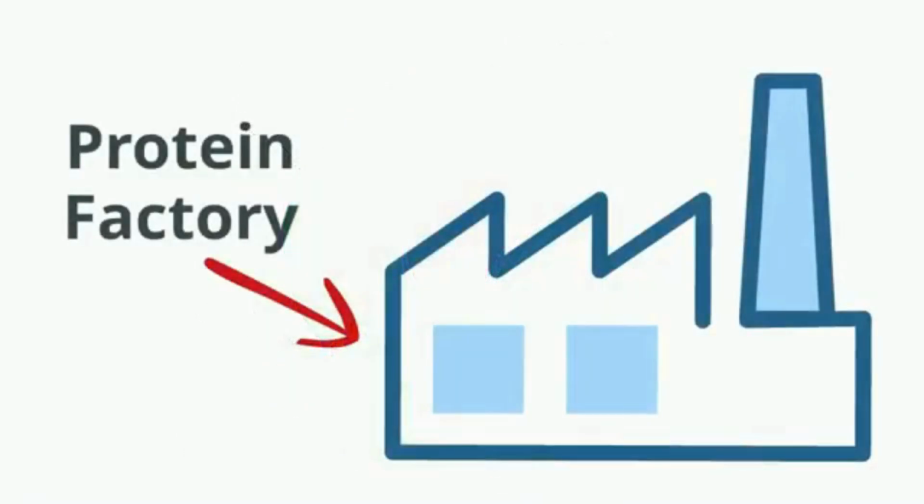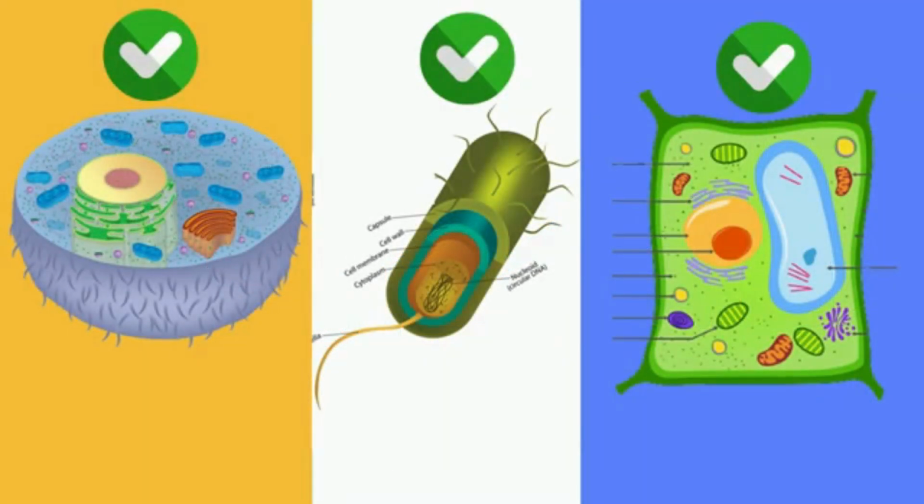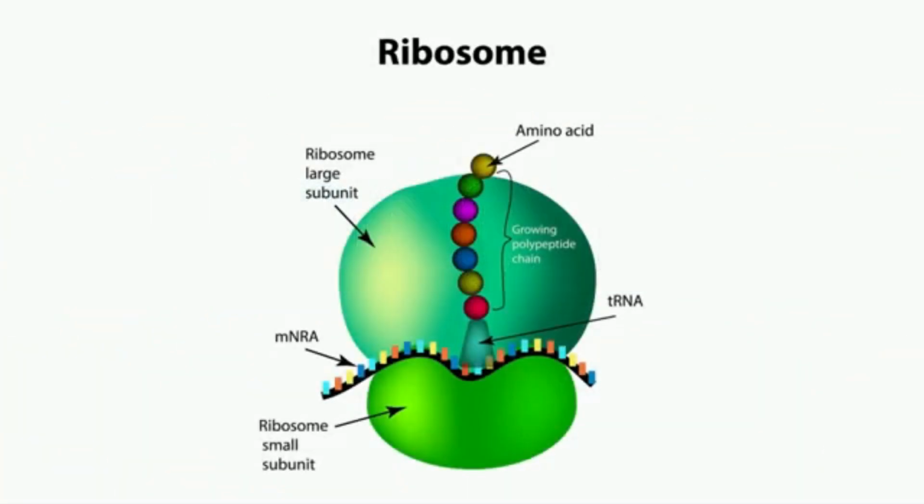Ribosomes are small protein factories found in cells. Ribosomes are found in plant, animal, and bacteria cells. The average eukaryotic cell has approximately 10 million ribosomes. If you take a look at this picture of a ribosome, you will notice a large subunit and a small subunit, which both contain protein and RNA.